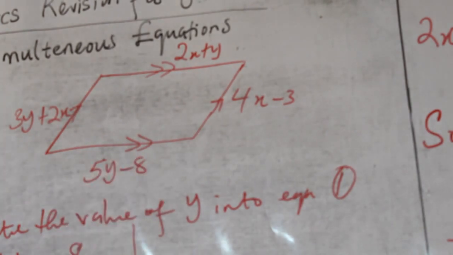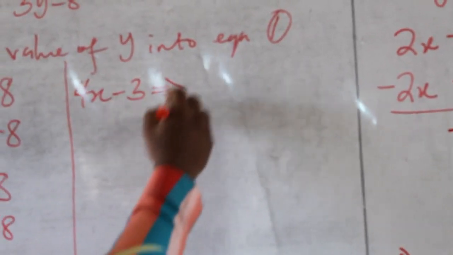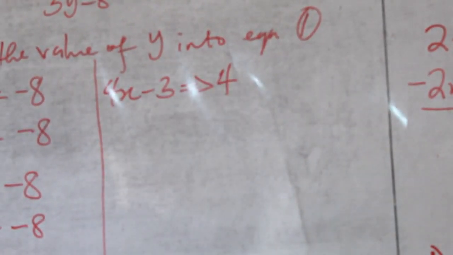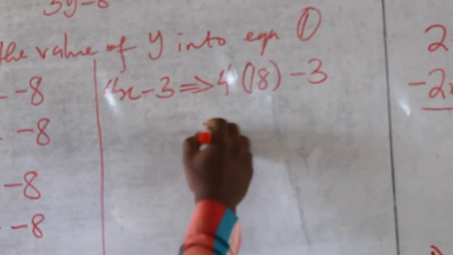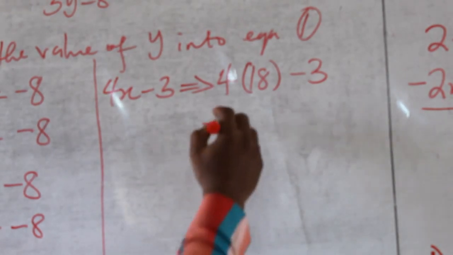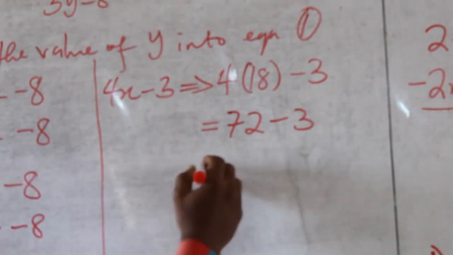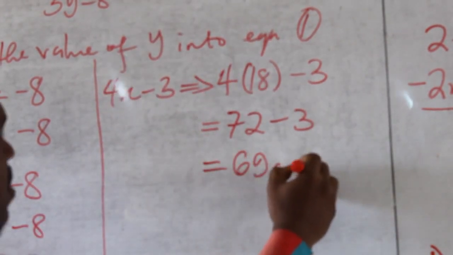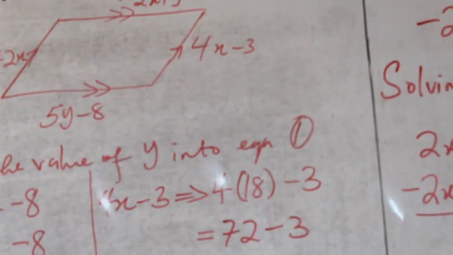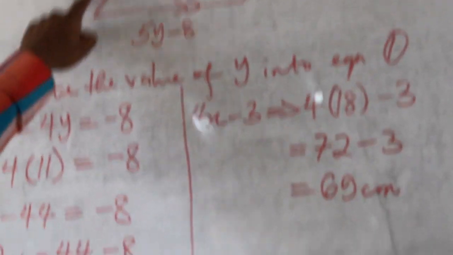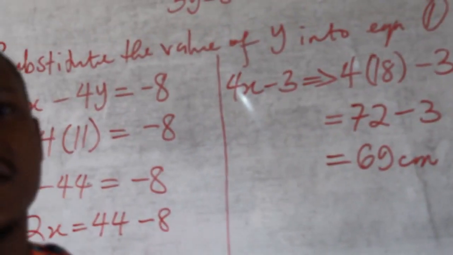We can begin with 4x minus 3. 4x minus 3 simply gives us 4 into our value of x, which is 18, minus 3. And 4 multiplied by 18 gives us 72 minus 3. Therefore, it means that this side is now 69 centimeters. So, if 4x minus 3 is 69 centimeters, it also means 3y plus 2x is 69 centimeters. You can try that on your own. You'll find out you get the same thing.